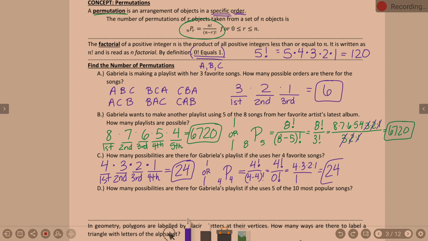Obviously, we're getting the same answer. Okay? I was never trying to set us up where we didn't get the same answer.